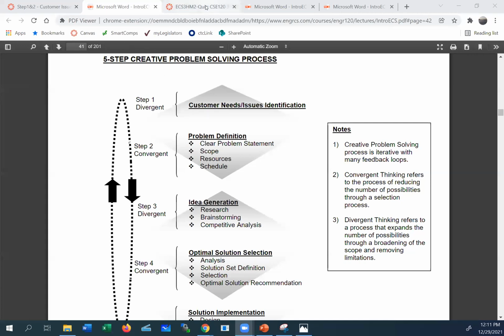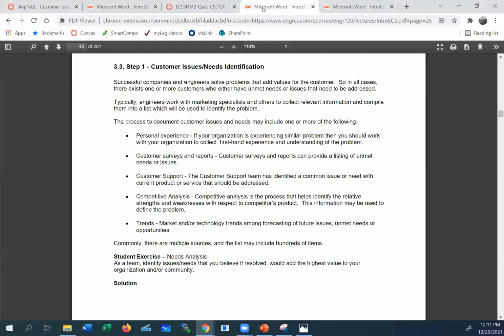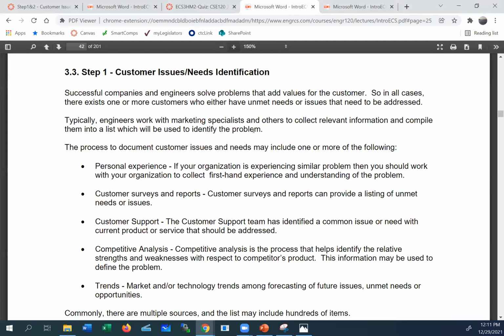Okay, so let's go ahead and take a look at some of the material here. If we go in, you'll see customer need. Let me zoom this in just a little bit, maybe make it easier. So where is the customer?